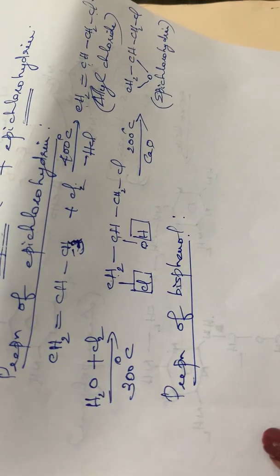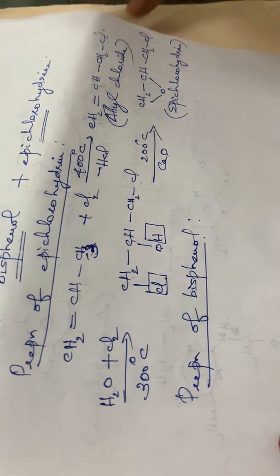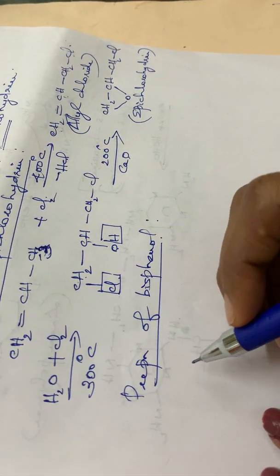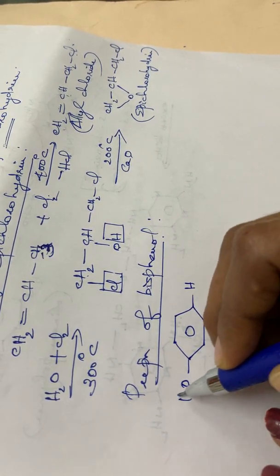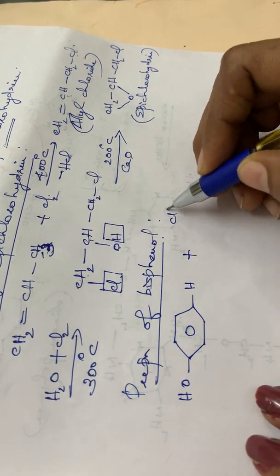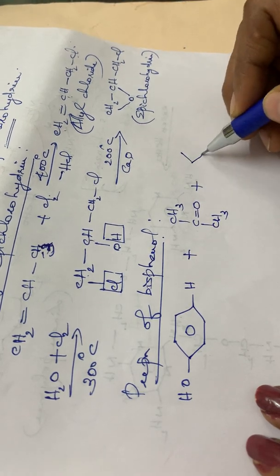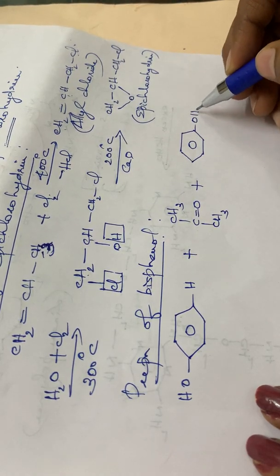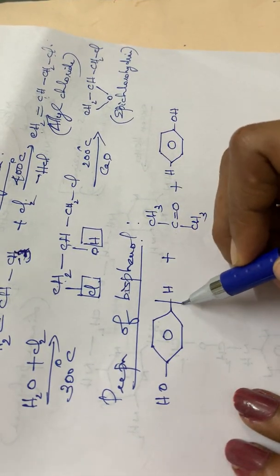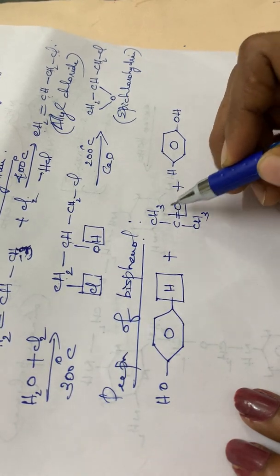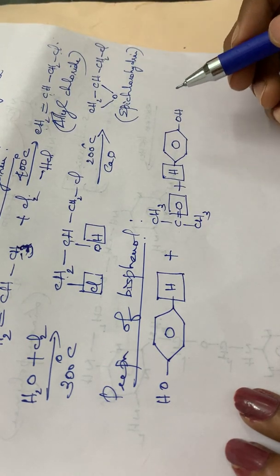Preparation of bisphenol. For the preparation of bisphenol, 2 molecules of phenol and 1 molecule of acetone are required. I am writing phenol like this: C6H5OH plus acetone CH3-C=O-CH3 plus phenol. The elimination will be a water molecule: hydrogen from this position, the oxygen atom from this CO group, and hydrogen from this position. So this will be eliminated as a water molecule.